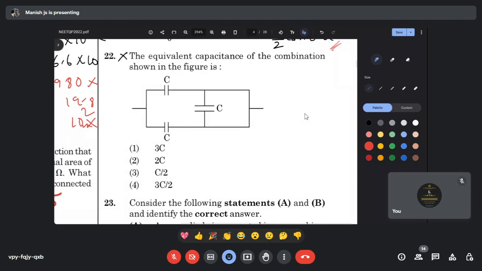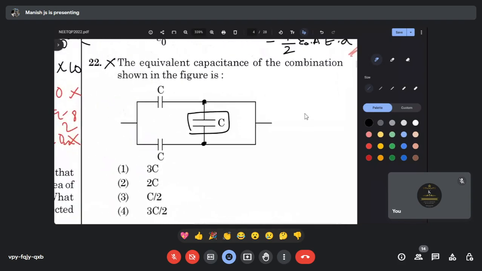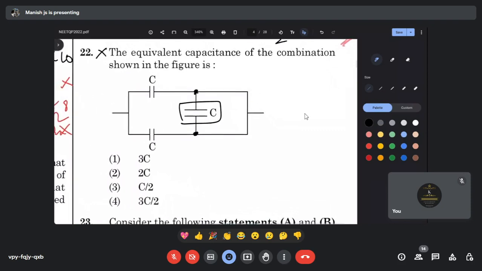But C and C plus C 2C பண்ண முடியாதே. ஏன்னா here it is connected. No, you have a node here. So you can't directly do it like that. First இதை தான் நம்ம ரெடியூஸ் பண்ணணுமே ஒழிய you cannot touch these two capacitors. நான் இதை பாக்ஸ்ல போட்டிருக்கேன்னா நம்ம ஃபர்ஸ்ட் அதை ரெடியூஸ் பண்ணி ஆகணும்.